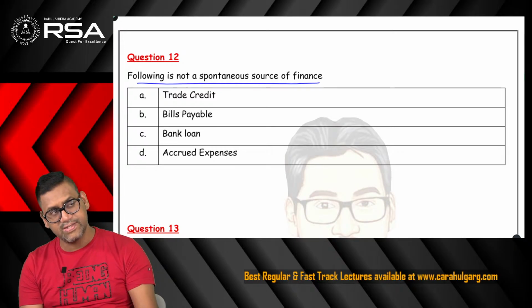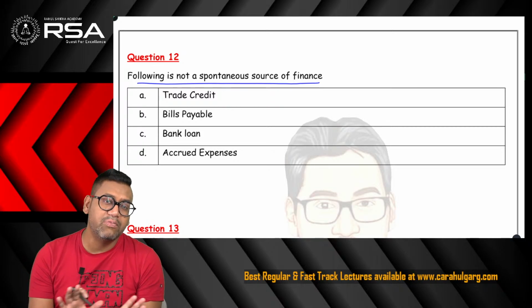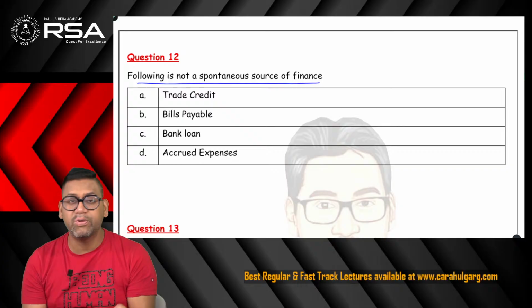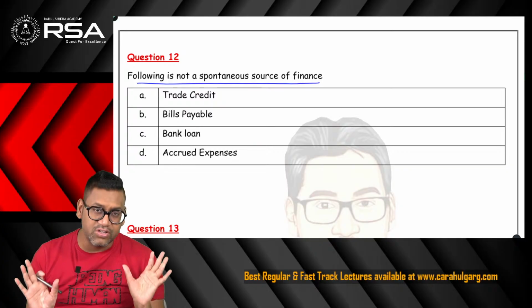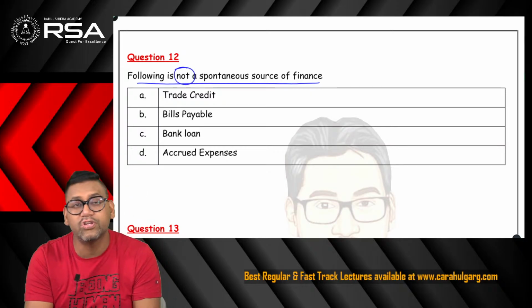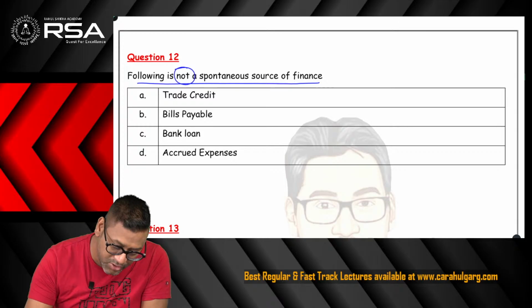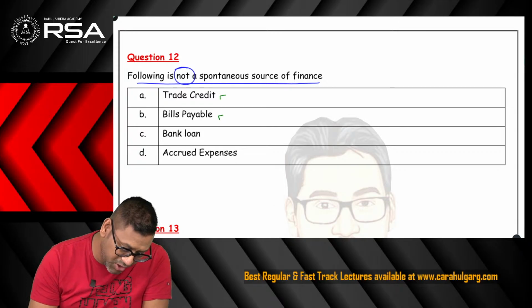Whereas, for example, I say that I have bought the goods from Mr. A and I don't have to pay him right now. I have to pay after 30 days. So it becomes my source of finance because I have got the goods, but I need not pay the money. So it's a kind of source of finance. The question is asking, following is not the spontaneous source of finance. So trade credit is a spontaneous source. Bills payable is a spontaneous source.